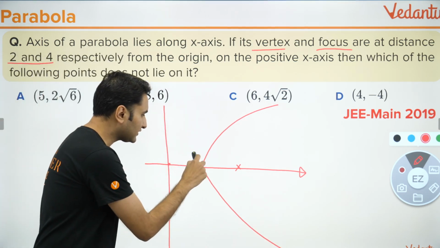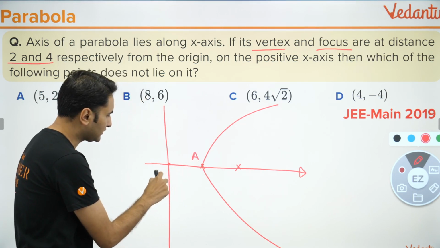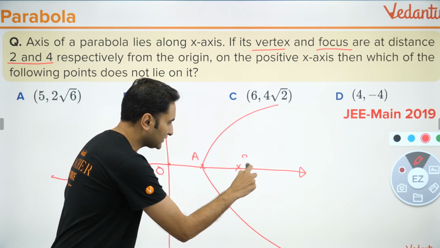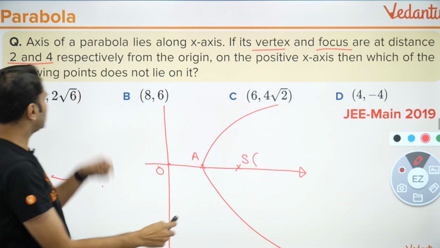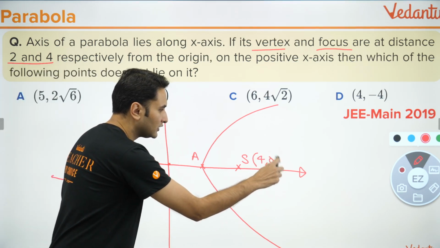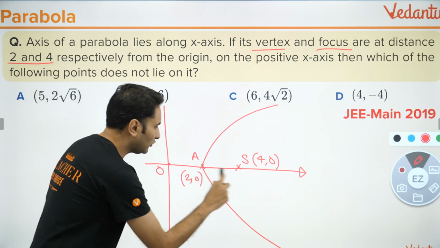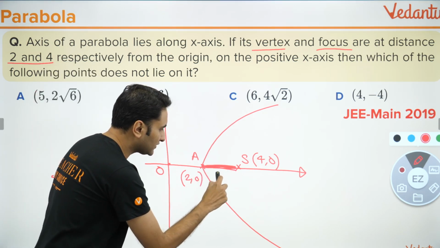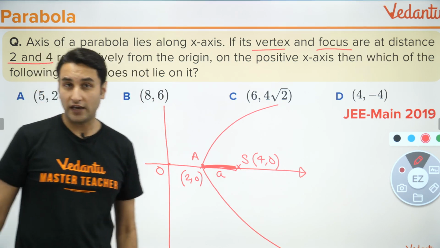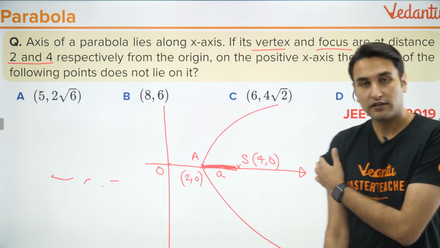So this is the vertex. Let me call this point as A. This is O. This is our focus S. S बच्चों कितना हो गया? S is 4,0. The vertex बच्चों कितना हो गया? This is 2,0. Right? So what is this? Always remember this distance is always A. This is A. है ना? A होता ही है.